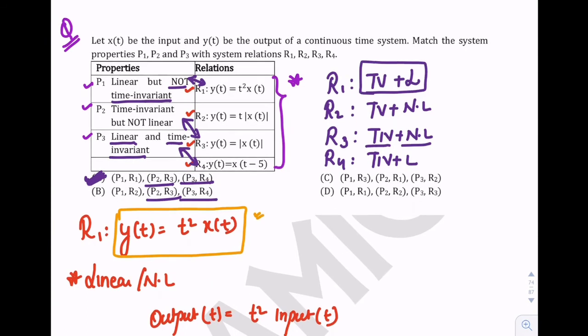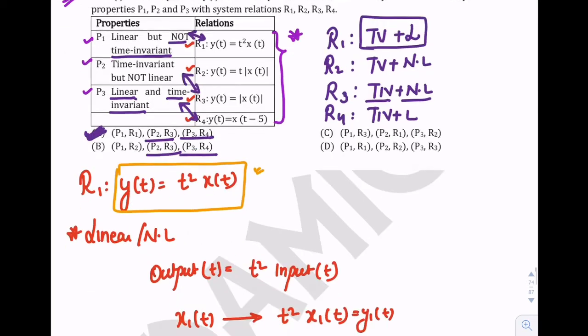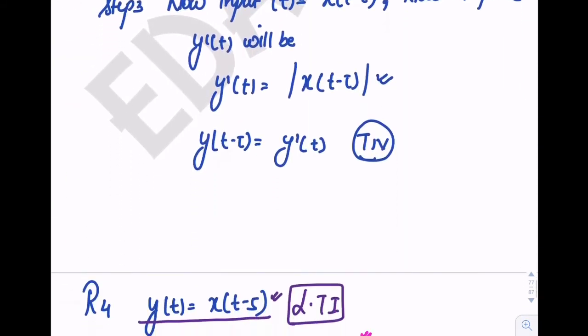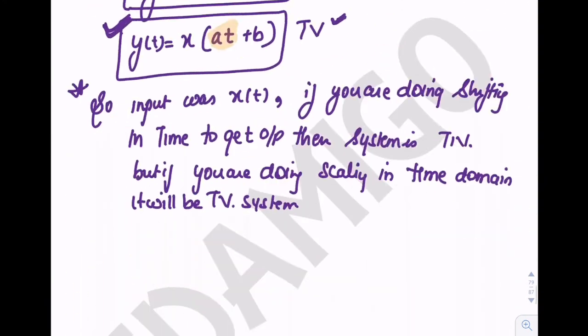So I've explained each and every one of the four systems in a very elaborated manner. So this comes to an end to the lecture series on the topic of basics of signals and systems.